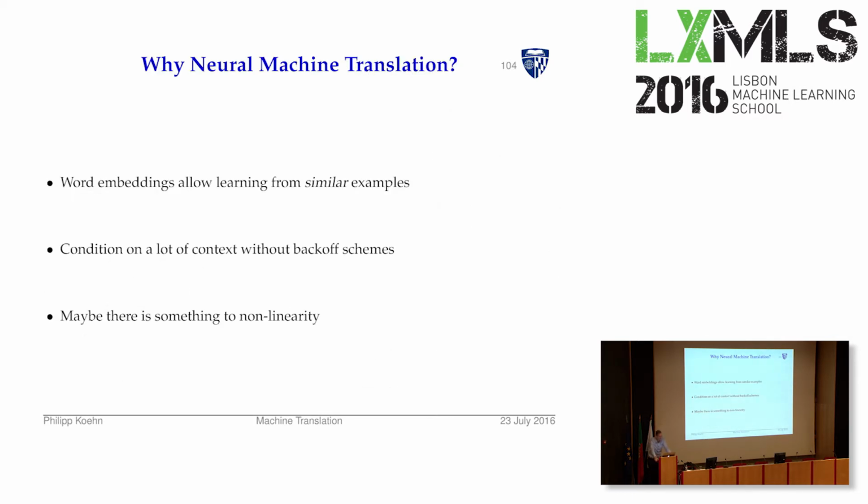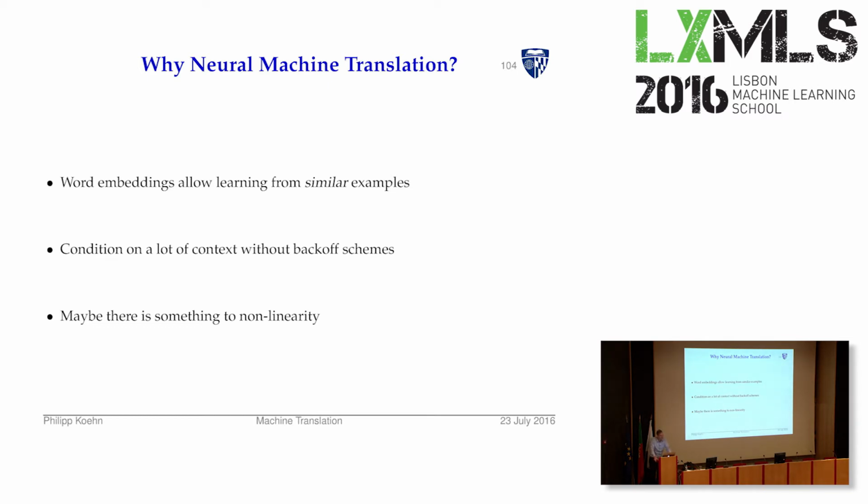Okay, so why do we do neural machine translation? The nice thing about word embeddings, as I just showed you, is that you can learn from similar examples. So you see something with house, and then you have to translate something where the word building comes in, and this model somehow tells you that house and building are very similar, so you can maybe reuse some of that translation knowledge from similar examples.